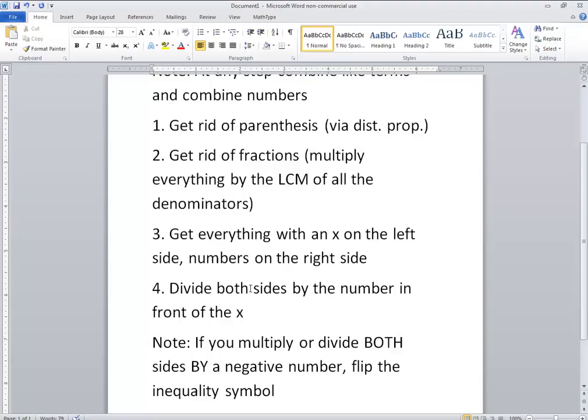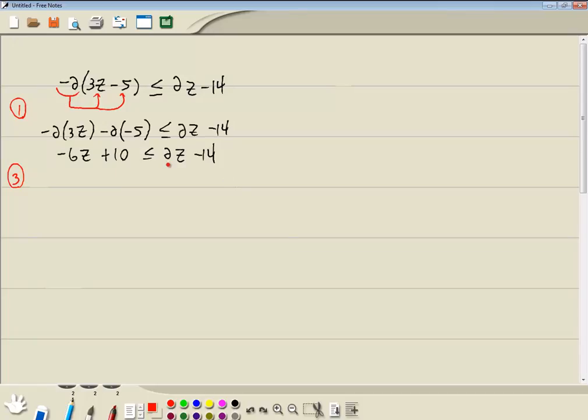Step 3. Get everything with a z on the left side, numbers on the right side. So I'll take this 2z and move it over to the left side. Then I'll take this 10 and move it over to the right side. When you move anything across your inequality symbol, remember the sign changes. So the positive 2z becomes a negative 2z. The positive 10 becomes a negative 10.